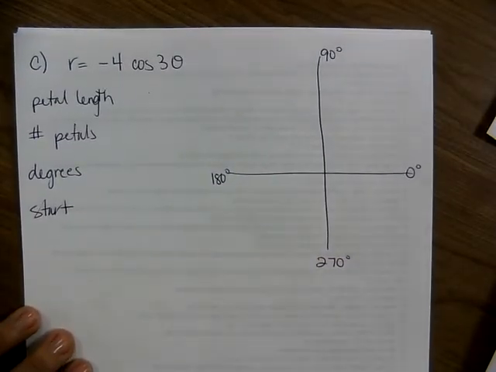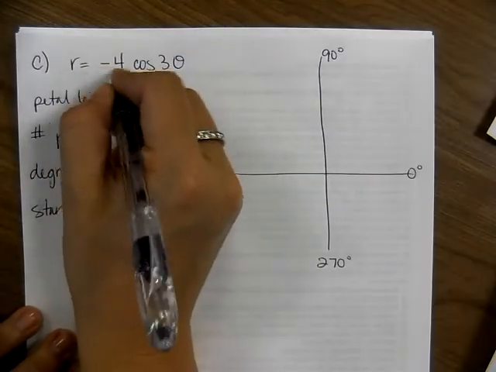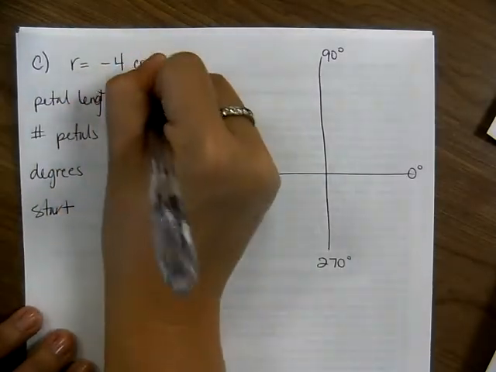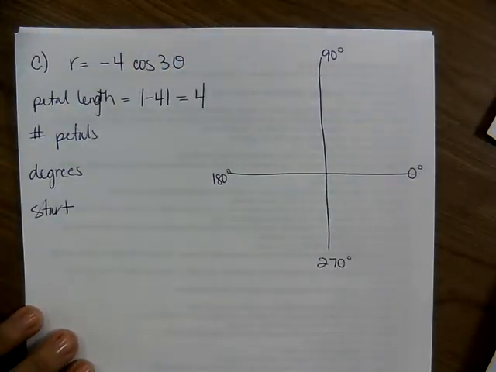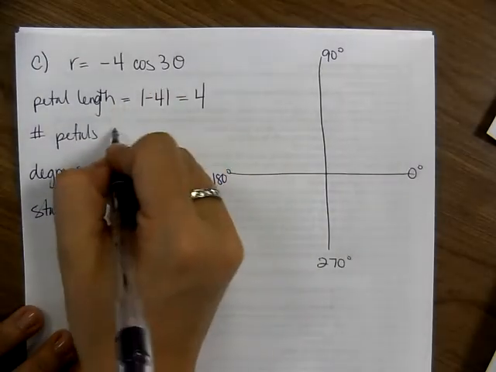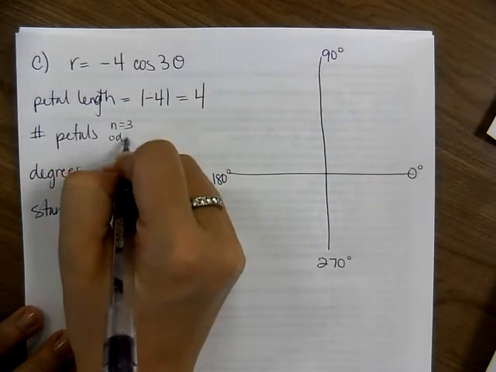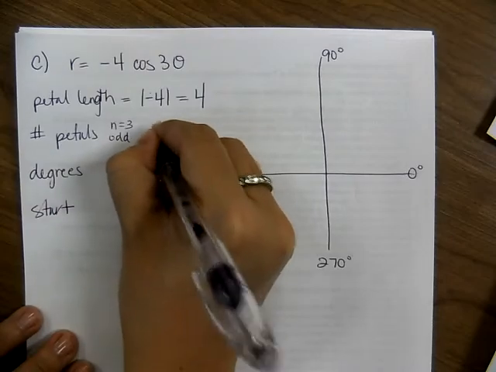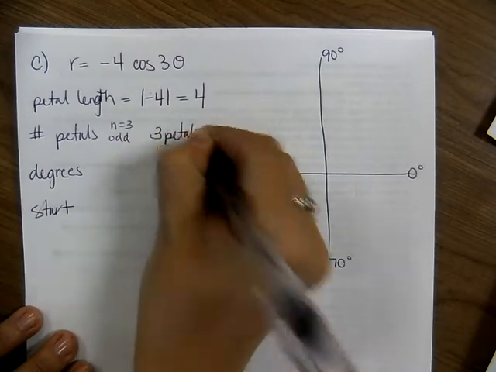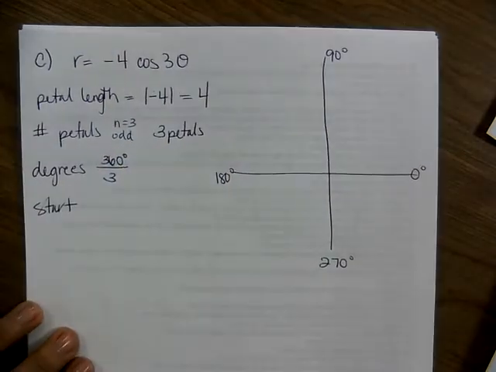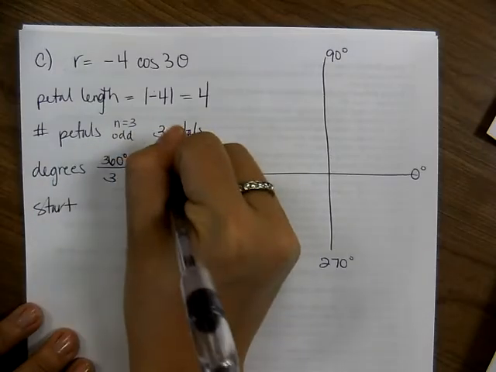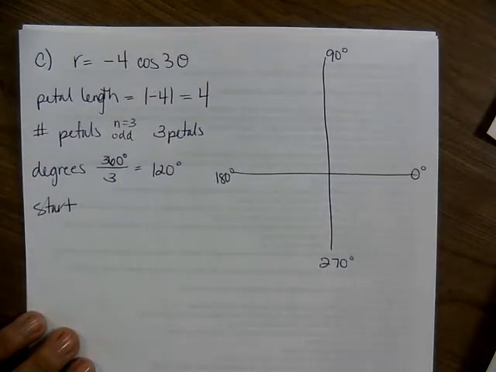So for the petal length, this is why you have to take the absolute value, because you have a negative here sometimes. So we have the absolute value of negative 4, so again we have a length of 4. Okay, now the number of petals, in this case n equals 3. It's odd, so you just have n petals. So this is 3 petals. To find the spacing, take 360 degrees and divide it by 3. So these are going to be spaced every 120 degrees.